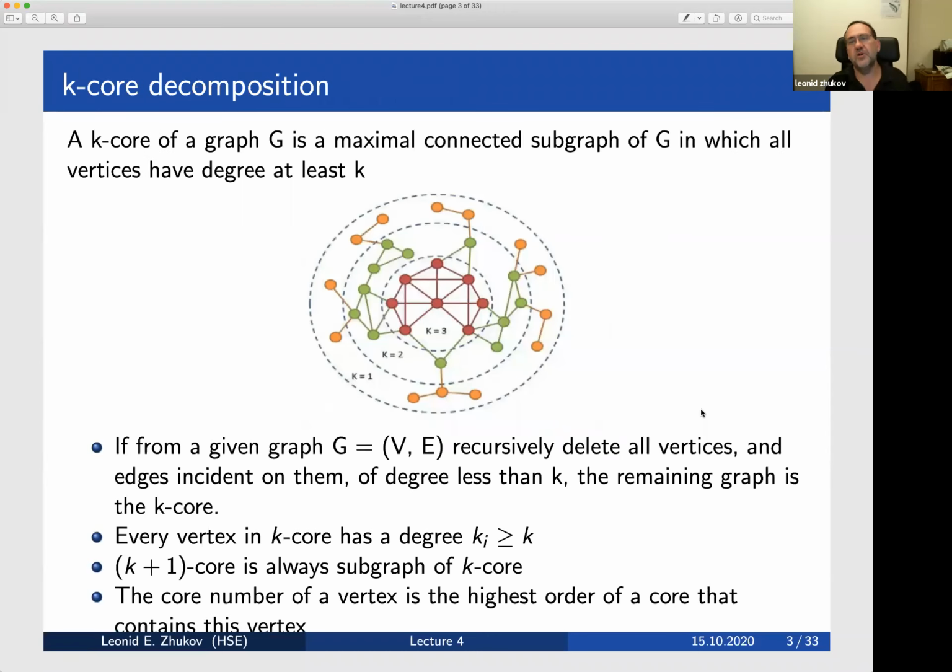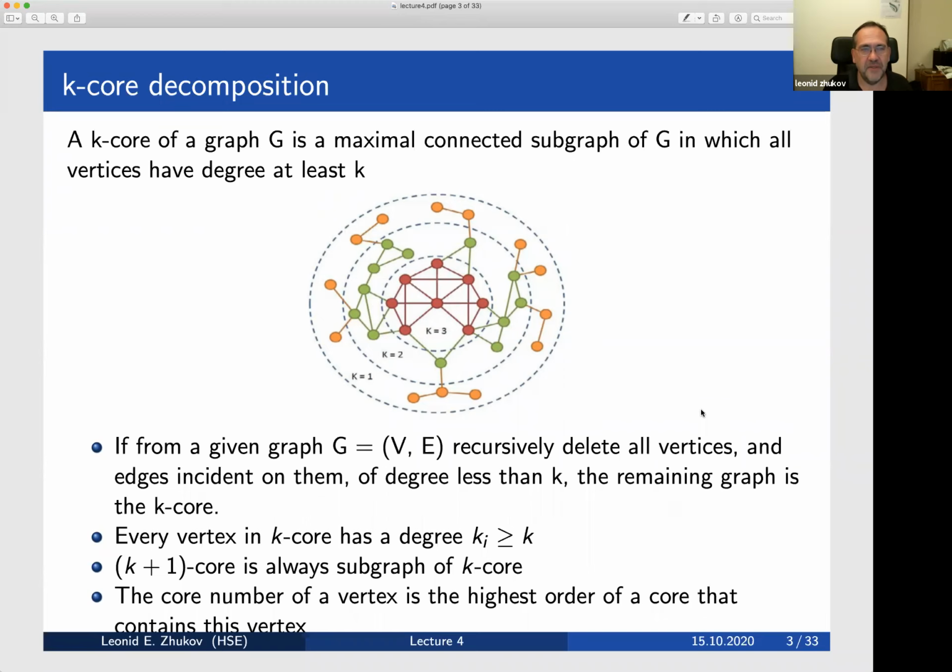So there is a formal notion of the core, right? Core is not just something you draw. It's not just an abstract thing. It's a very well defined mathematical object. And so a core of a graph is a maximal connected subgraph where all the vertices have degree at least k. So a k-core has all the vertices at least of degree k. Which means anything of degree less than k is excluded.